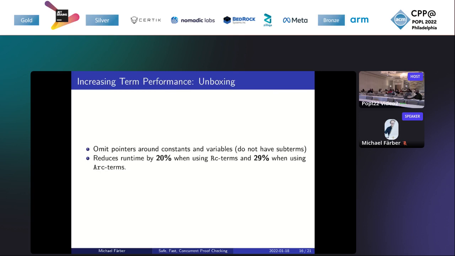Next, I found that the layout of the term type has a significant impact on the performance of term operations. To increase performance, I used a technique called unboxing. This means that I omit pointers around terms that cannot have subterms. In particular, this concerns constants and variables. This technique alone reduces the runtime of type checking by up to 29% when using arc terms.